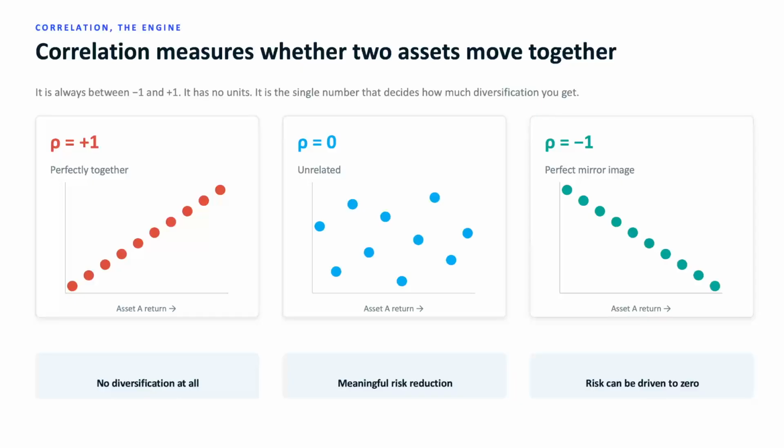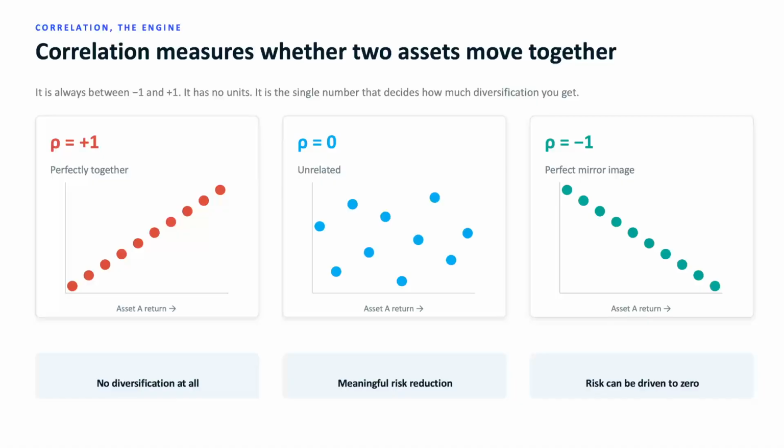On the left, correlation of +1, perfect lockstep. Asset A goes up, asset B goes up every time in exact proportion, and you look at those dots, a perfect straight line. If two things always move together, holding both is the same as holding one, but you're holding it twice. There is no diversification here, zero. This is the worst case.